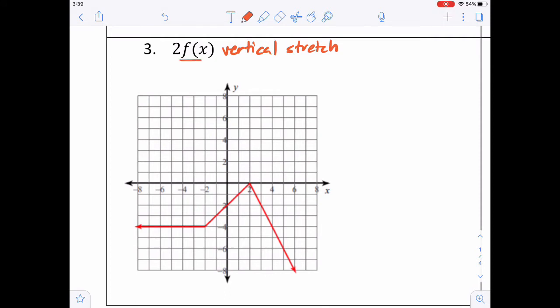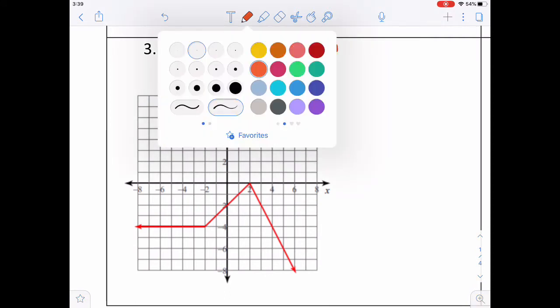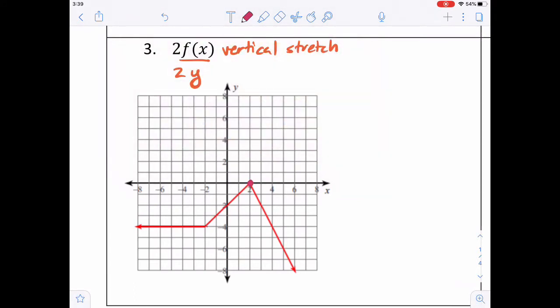But we're just going to multiply our y by 2. So let's look at our points again. So we've got 4, -4, 2, 0, -2, -4, and -6, -4. And so we're going to multiply our y by 2.